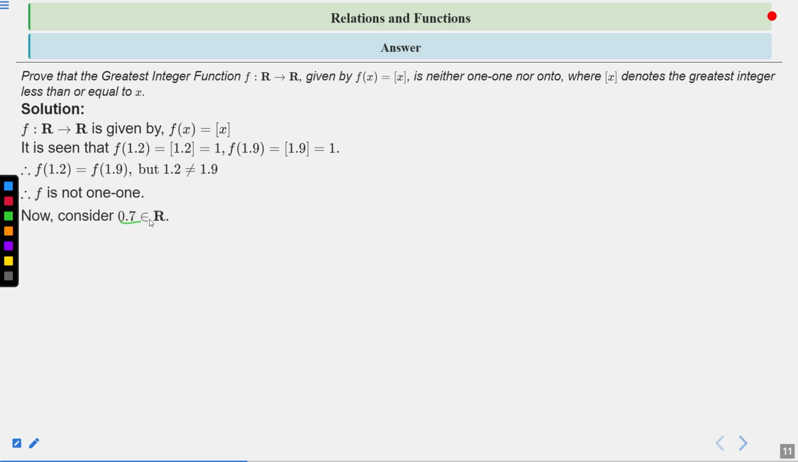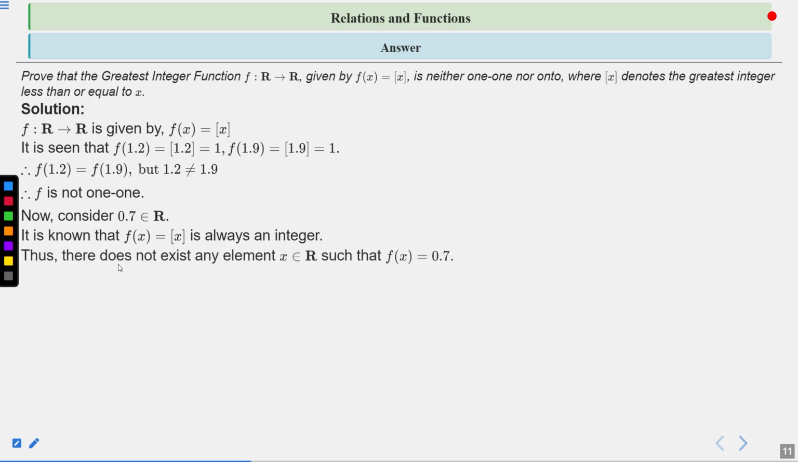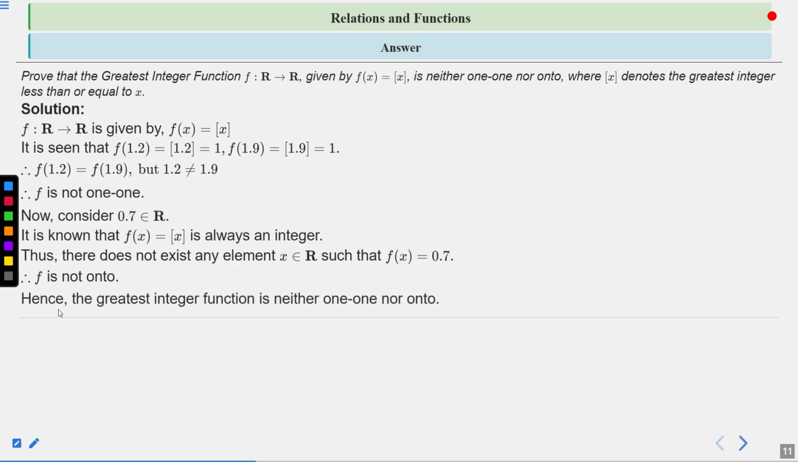Now consider 0.7 from the codomain set, and we know this box x is defined in such a way that the output is always an integer. Thus there does not exist any element from the domain set such that f(x) is equal to 0.7. Therefore f is not onto. Hence the greatest integer function is neither 1-1 nor onto. Clear?